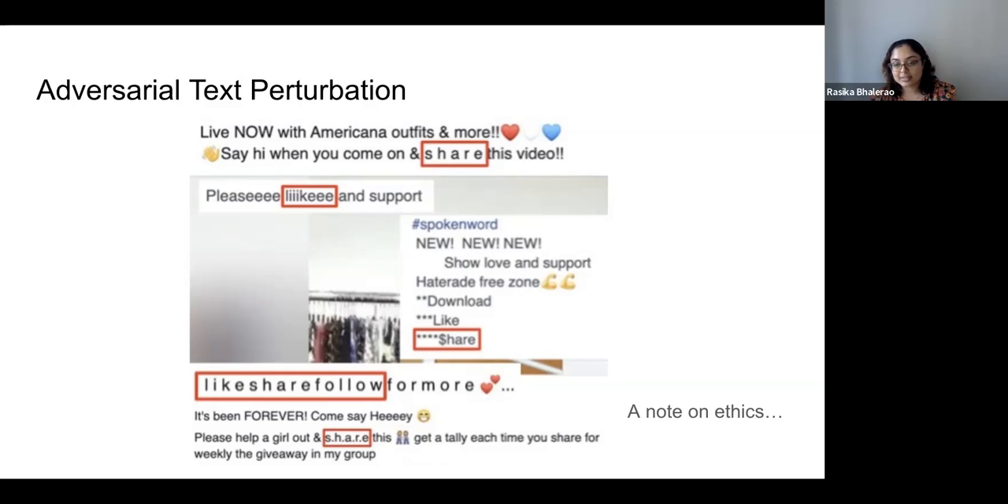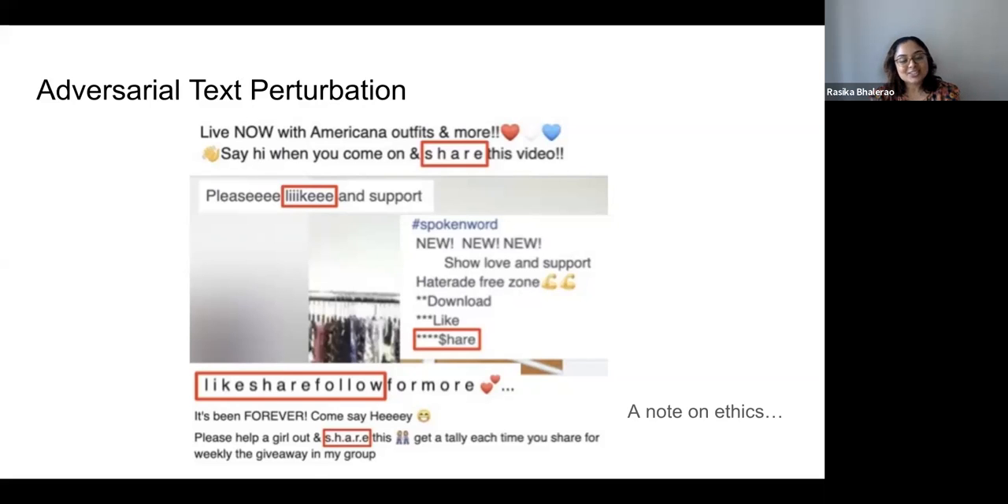Before I move on to addressing this, I want to have a quick note on ethics, because some communities use text perturbation to avoid detection for their personal safety, or so that they can, for example, conduct journalism in certain locations. So, I encourage everyone to consider what their algorithm will be used for.